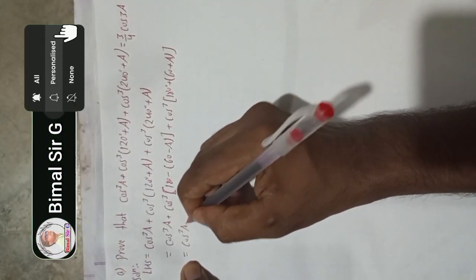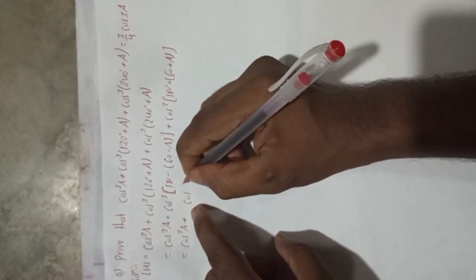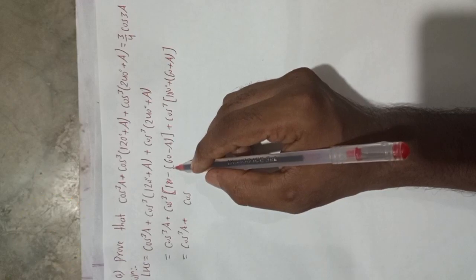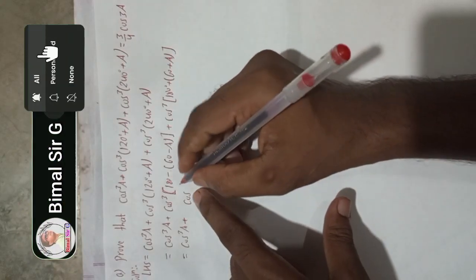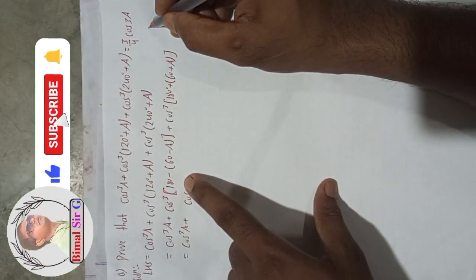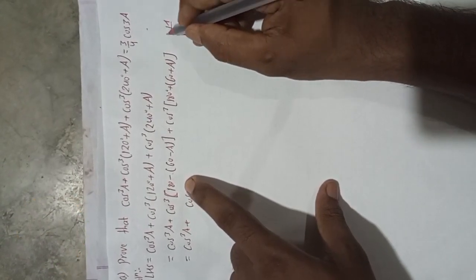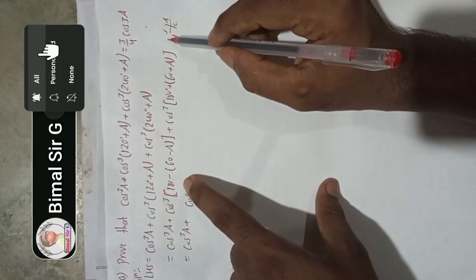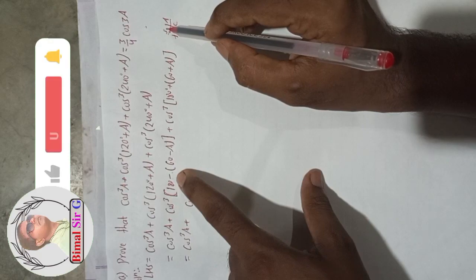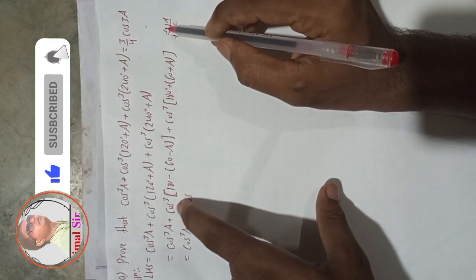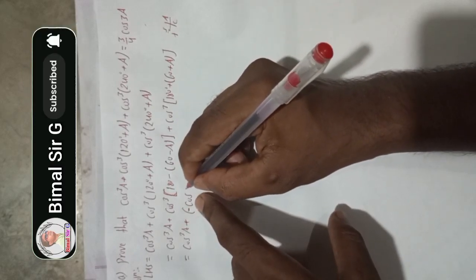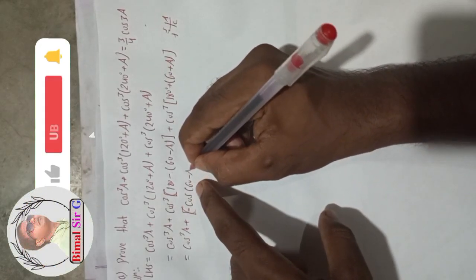Now here cos cube a plus cos. For 180 minus something, this will be in which quadrant? See here, CAST. So 180 minus something means it will be in the second quadrant. In the second quadrant only sine is positive, that means cos is negative. So this will be minus cos in bracket 60 minus a.